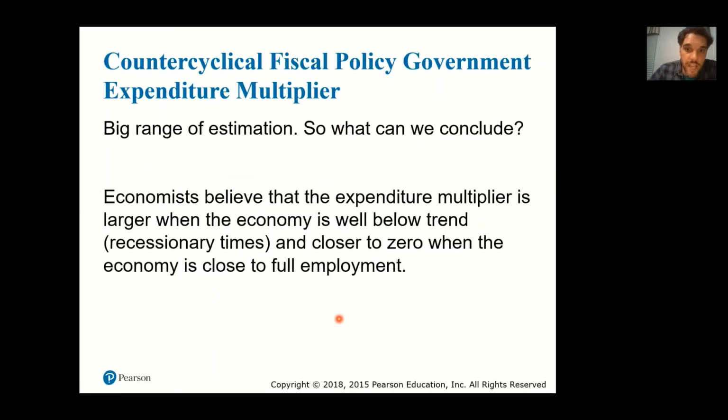And the general takeaway is that the government expenditure multiplier is larger when we're in recessionary times, when real GDP is relatively below trend or well below trend, and trend being when the economy is at full employment. During recessionary times, we see that increases in government spending have a relatively larger effect in stimulating the economy than when the economy is operating close to trend or the labor market's at full employment.